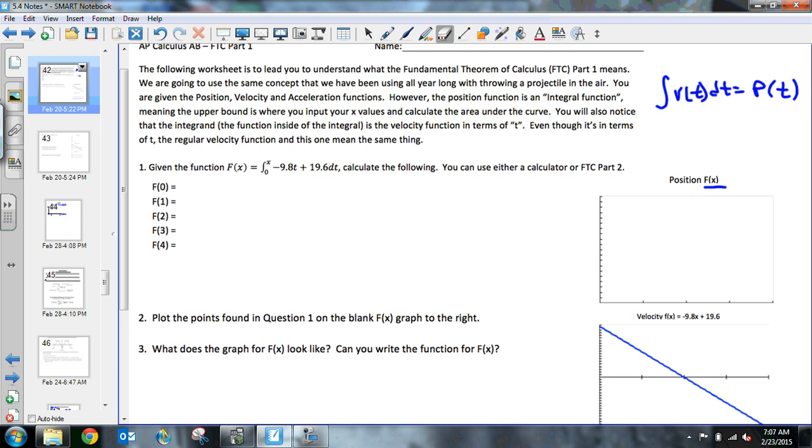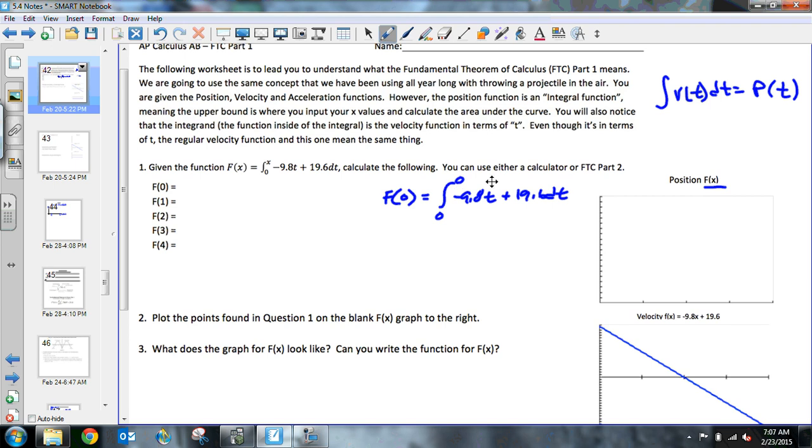Okay, so the thing that I want you to see here is that if I were to evaluate big F of 0, then that looks like this. Big F of 0 is equal to the integral from 0. Now, guys, remember, I'm plugging in 0 for x, okay? And so that value is going to go as my upper bound up here. So I get the integral from 0 to 0 of negative 9.8t plus 19.6 dt.